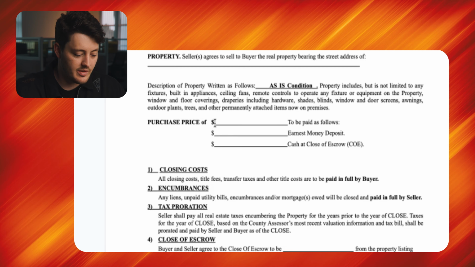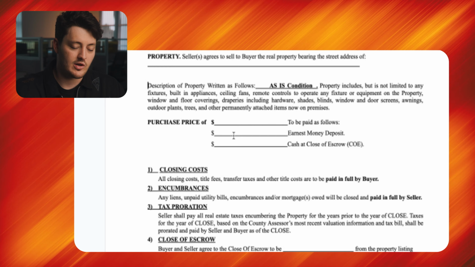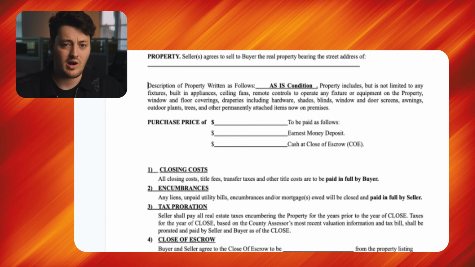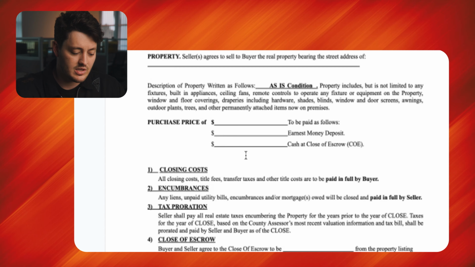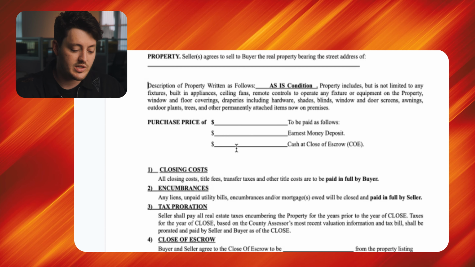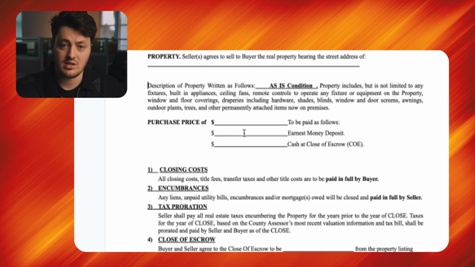Now the next part is going to be the purchase price. Underneath that, you're going to have your earnest money deposit. It's typical within our company to do $500 in security deposit. The cash at close of escrow, this is going to be the purchase price minus the earnest money deposit.